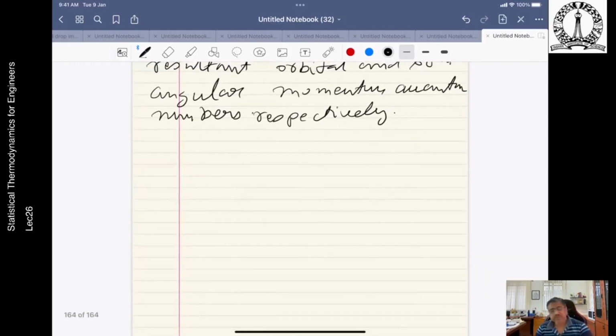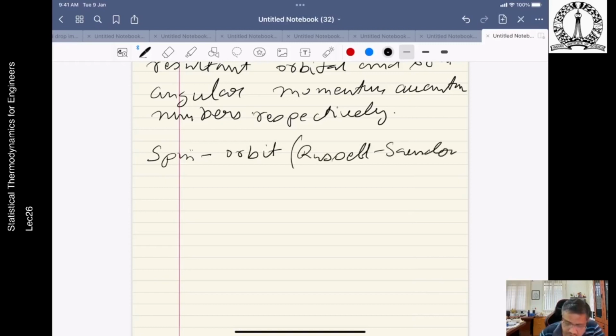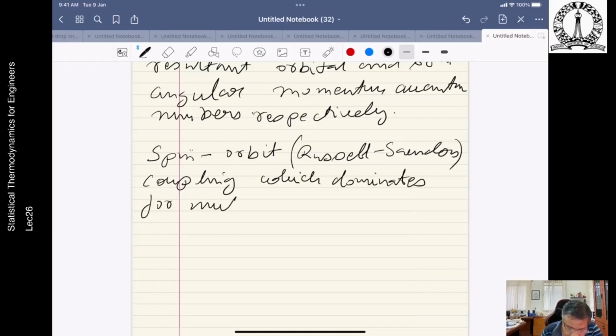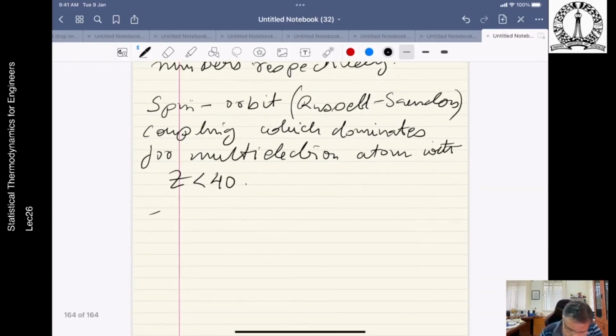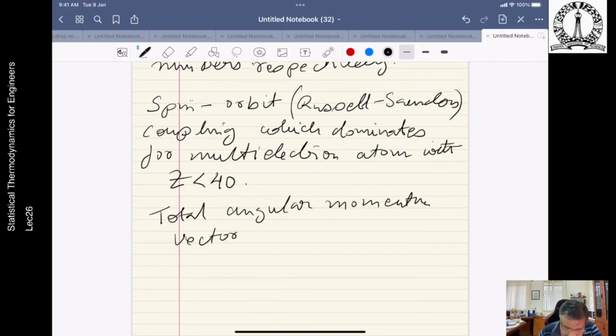Now, if we introduce the spin orbit coupling, which is also called Russell-Saunders coupling, which dominates for multi-electron atoms with Z less than 40, we can write the total angular momentum vector as J equal to L plus S.